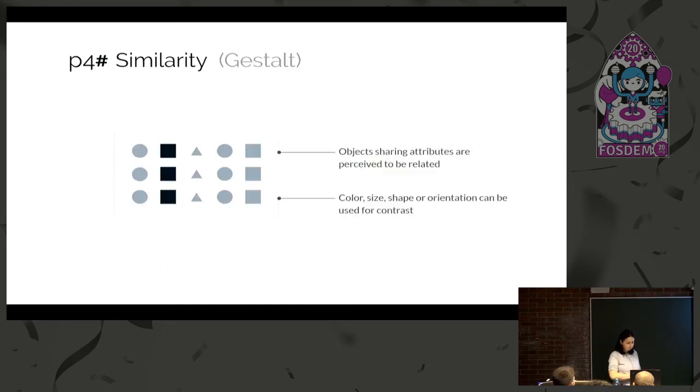Okay. Another related principle is similarity. Similarity states that objects sharing attributes are perceived to be related, and we can force that using colors or shape or orientation. So if you try to read this, let's say, per lines, it will be harder for your brain, because the brain will naturally try to put them in groups.